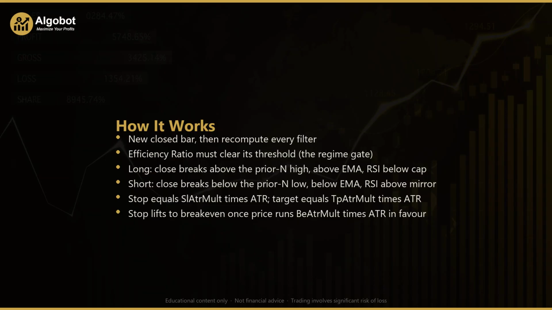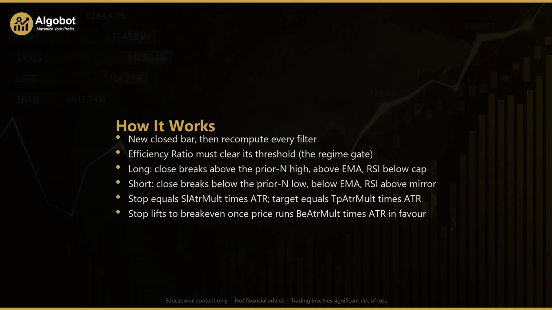Now the entry conditions. For a long, three things must all agree. The last close must be above the channel's highest high, confirming an upward break. That same close must be above the exponential moving average, confirming trend agreement. And the relative strength index must be below its cap, which defaults to 72, so the strategy isn't buying into an already overextended spike. A short is the exact mirror. The close must be below the channel's lowest low, below the moving average, and the relative strength index must be above its mirrored level. When a long is signaled, the entry is taken at the ask.